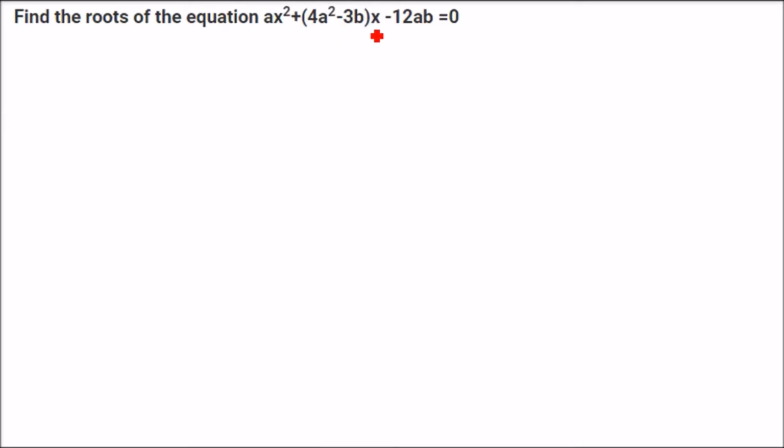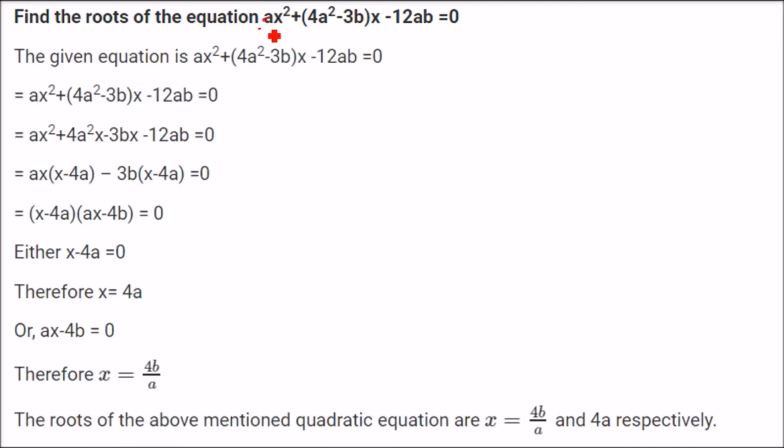Ax square plus 4a square minus 3bx minus 12ab. So what you have to do here is just open it. Ax square and 4a square x. So you can take a square plus 4x a square x. This will be 3bx minus 12ab. You can take ax common from here. You get x minus 4a. You take minus 3b common here.